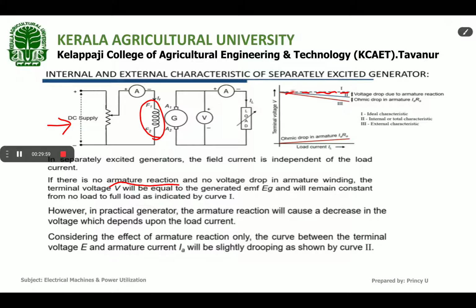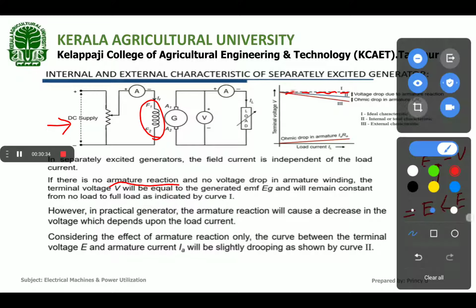However, in a practical generator, these drops are present. Armature reaction will cause a decrease in voltage due to the demagnetization effect, and it depends on load current. When load current increases, the armature reaction drop also increases. So by calculating the armature reaction, we can subtract that drop from Eg. That voltage drop is subtracted here, so you will get E. This E will be less than Eg.